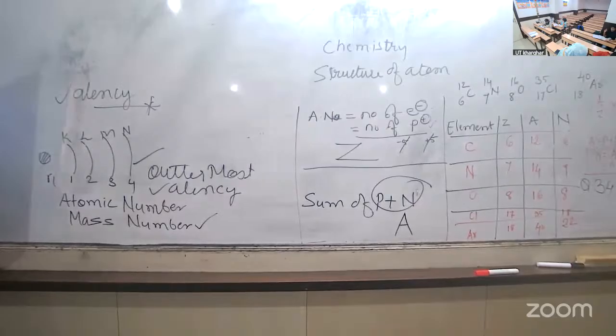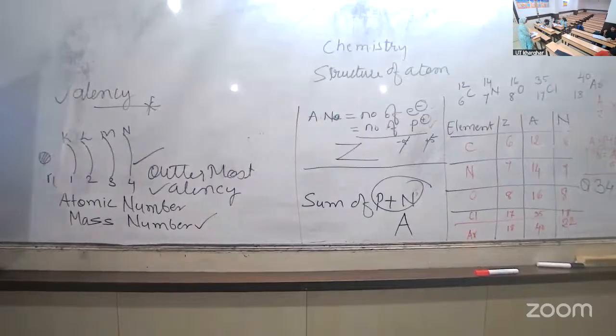You can feel comfortable, otherwise you will lose marks in science, especially for physics and chemistry. So let's start. How many you have completed? 1, 2, 3, 4, 5. Total 5 are there.